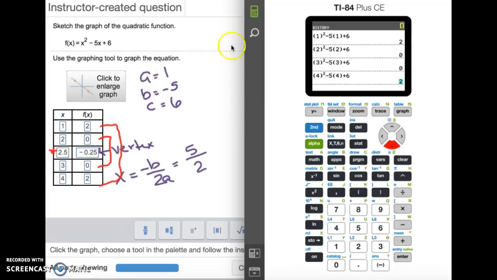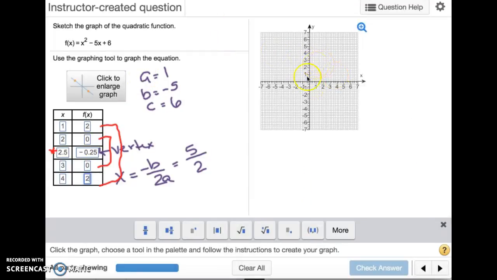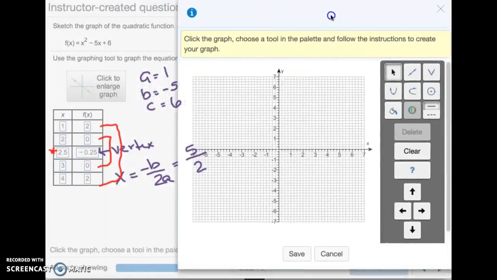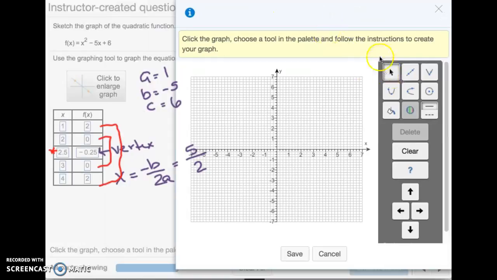So now to graph, and this grid is very, very small. So I'm going to make it bigger, clicking on this. And once again, I need to get the parabola, so I get the U-shaped graph, and I start by graphing the vertex. And up here it tells me, click the graph on the vertex of your parabola. So I need my vertex to be 2.5 and negative 0.25.